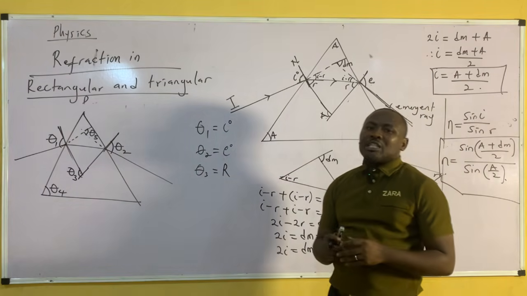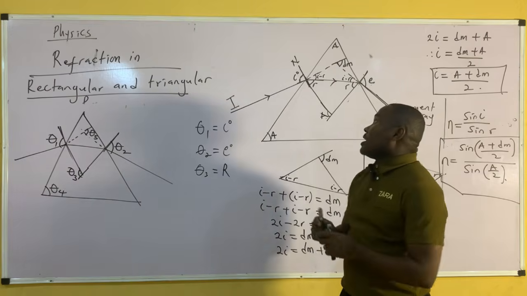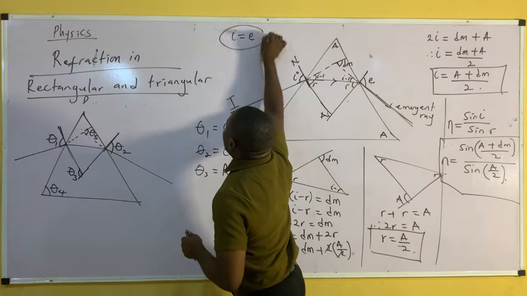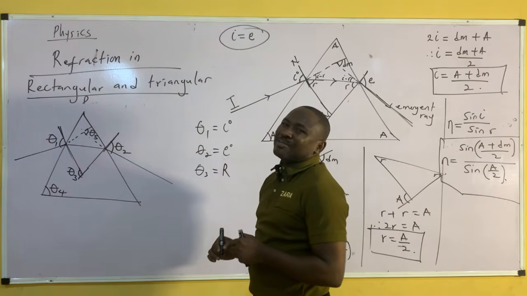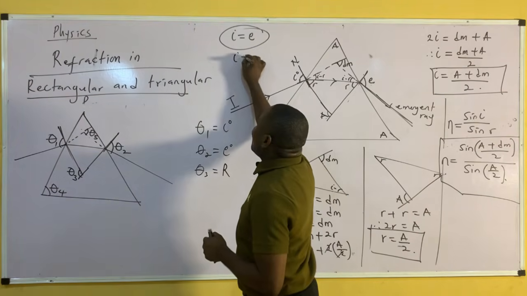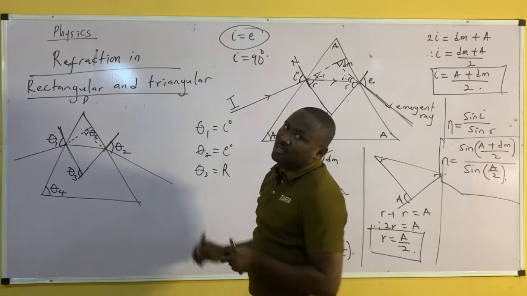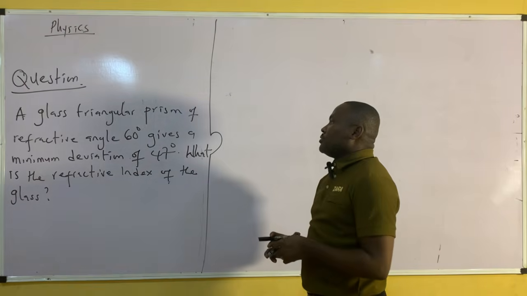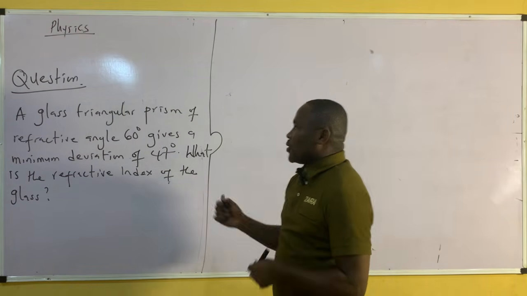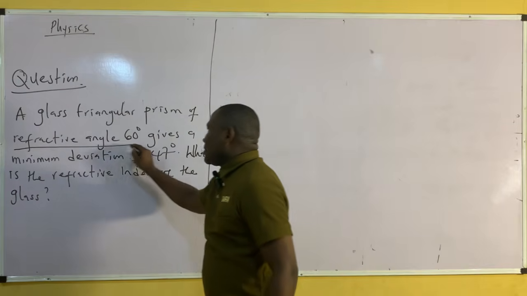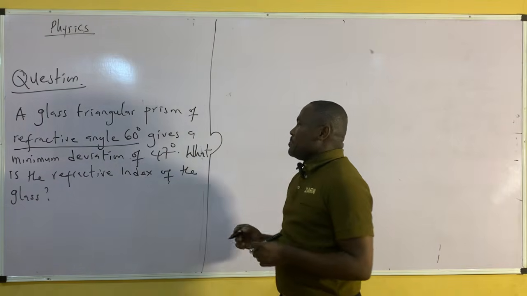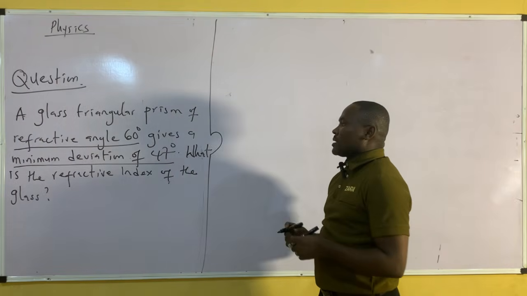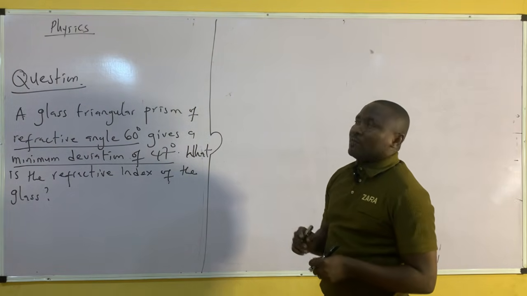Take note, at minimal deviation, i equals e. At minimal deviation, angle of incidence equals critical angle. But at maximal deviation, angle of incidence equals 90 degrees. Now let's look at this question. It says a glass triangular prism of refracting angle 60 degrees gives a minimal deviation of 47 degrees. What is the refractive index of the glass?